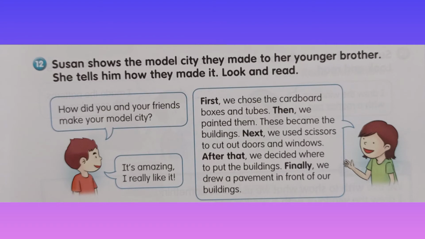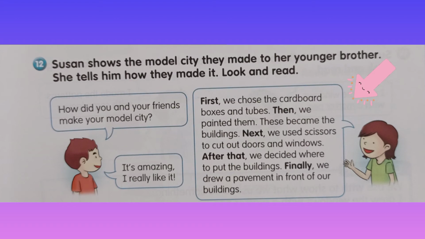First, we chose the cardboard boxes and tubes. Then, we painted them. These became the buildings. Next, we used scissors to cut out doors and windows. After that, we decided where to put the buildings. Finally, we drew a pavement in front of our buildings. It's amazing. I really like it.